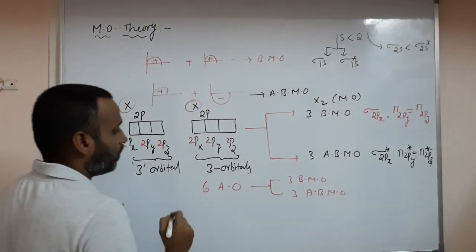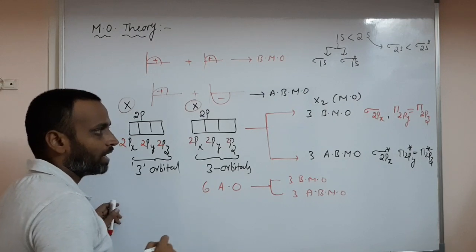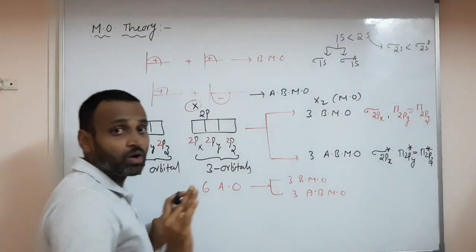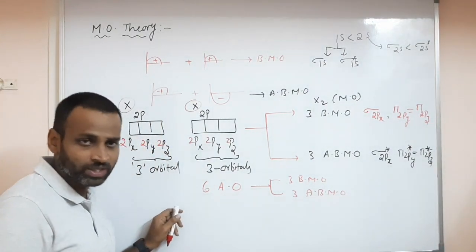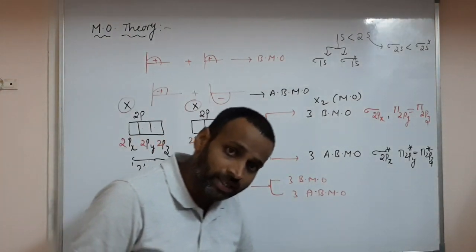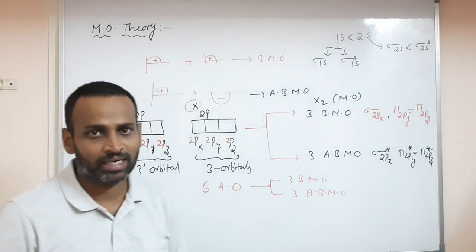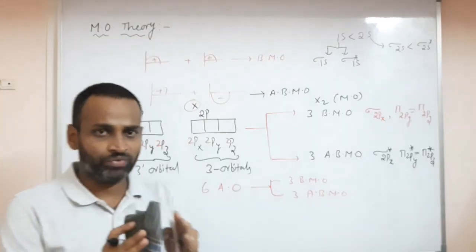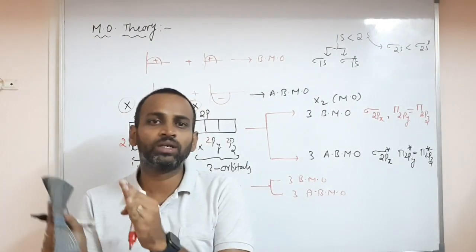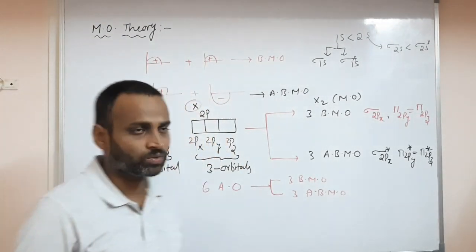Understanding? So now, what is the order of molecular orbitals? I will write two different energy orders, one up to 14 electrons and one for greater than 14 electrons. I will give them to you right now.